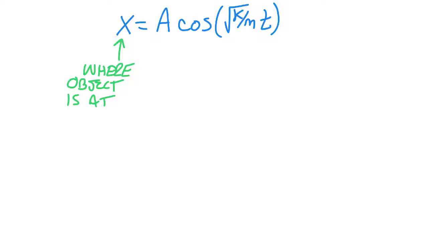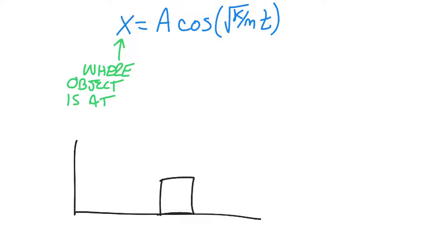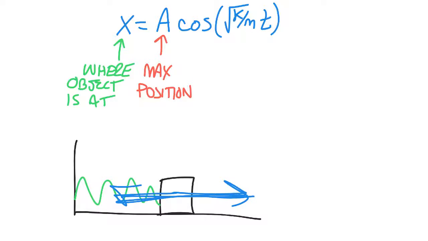X represents where the object is at. So remember, we're talking about a mass that's attached to a spring and oscillating back and forth. So X is what position the object is at. A is the amplitude or the maximum position that the object could be at.